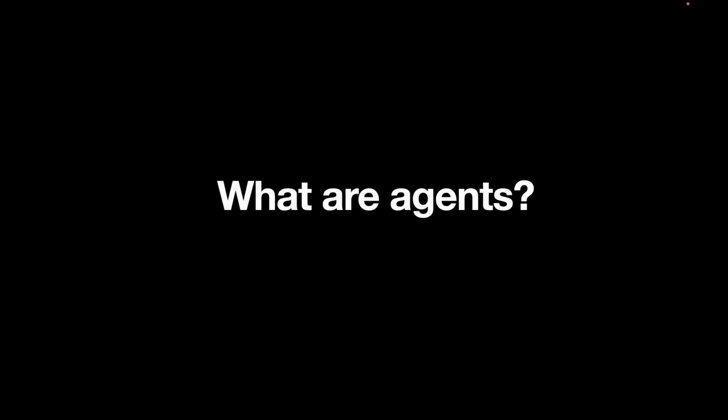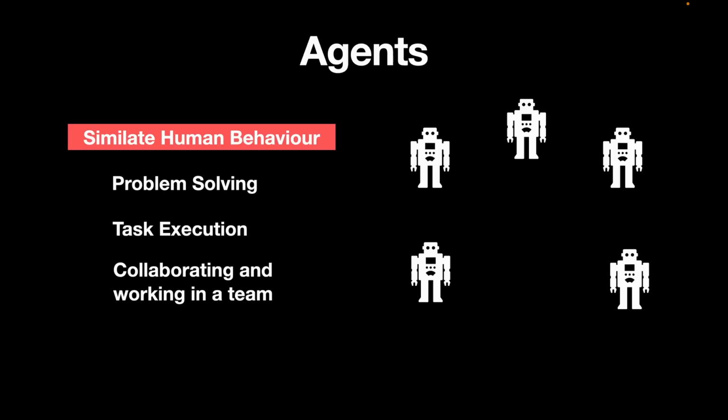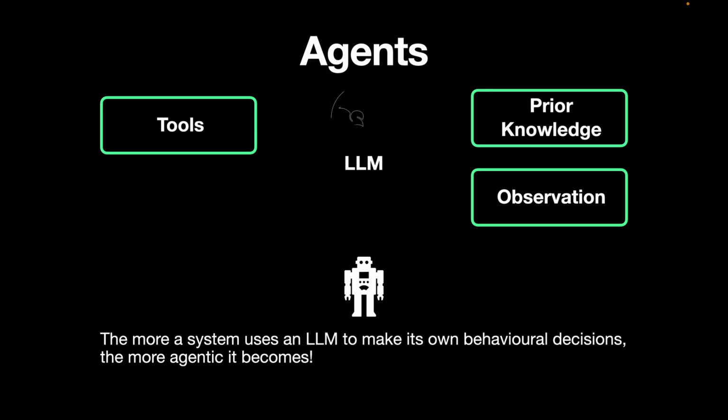Before we get started, let's look into what agents are. Agents are systems that are designed to simulate human behavior. When we say simulate human behavior, they'll be good at problem solving, they'll be good at executing tasks, and they will even be good at collaborating in a team, similar to how we work with other people in order to achieve common goals. An agent usually has a large language model, or for that matter, a large vision model, or even a multimodal model at the heart.